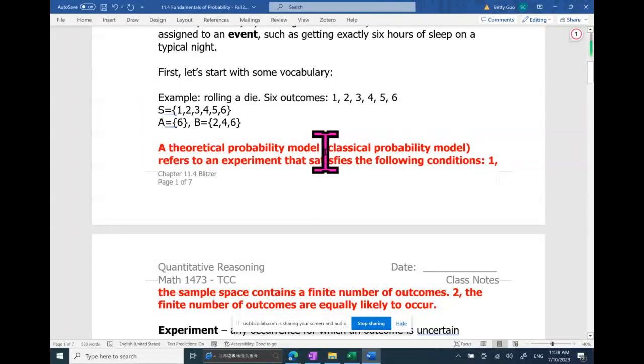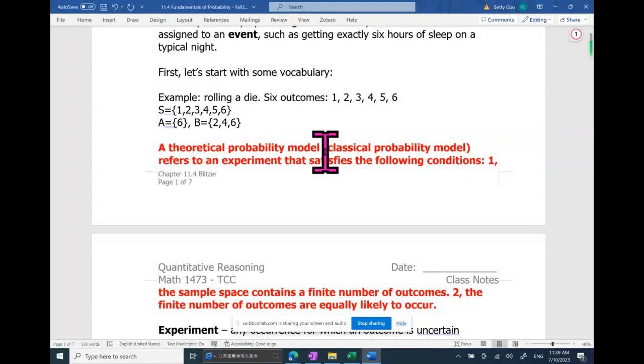I can give you another example. For example, toss a coin. Tossing a coin is an experiment because before you toss the coin, you would not know whether you are going to get a head or a tail. But you know you are going to get only two, a finite number, right? Only two outcomes, tail and head. And those two outcomes are equally likely to occur. If the coin is fair, then tossing a coin is also a classical model.